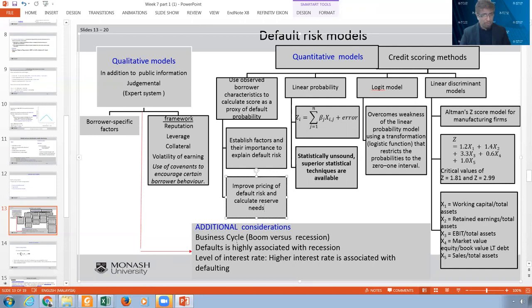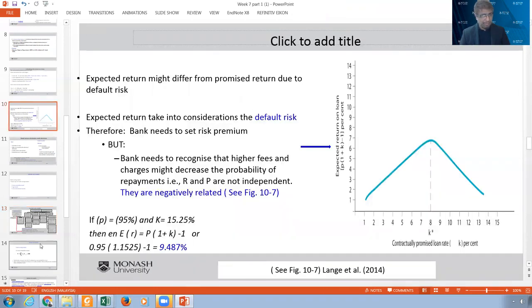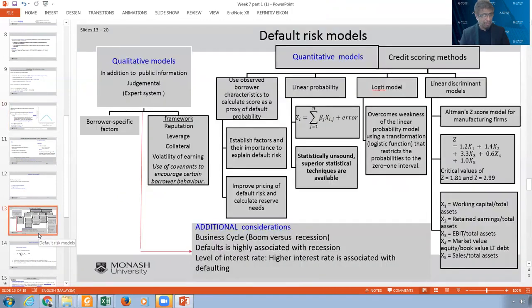We also have to consider something outside of the borrower issues, the quantitative and the qualitative ones. We have to look at the business cycle. Sometimes there is a boom in the country versus a recession, and we have to take that into consideration. Defaults are highly associated with recession, as we know. And we also have to take care of the level of interest rates, because higher interest rates will lead to defaults. I think I have explained it here. So these are three issues.